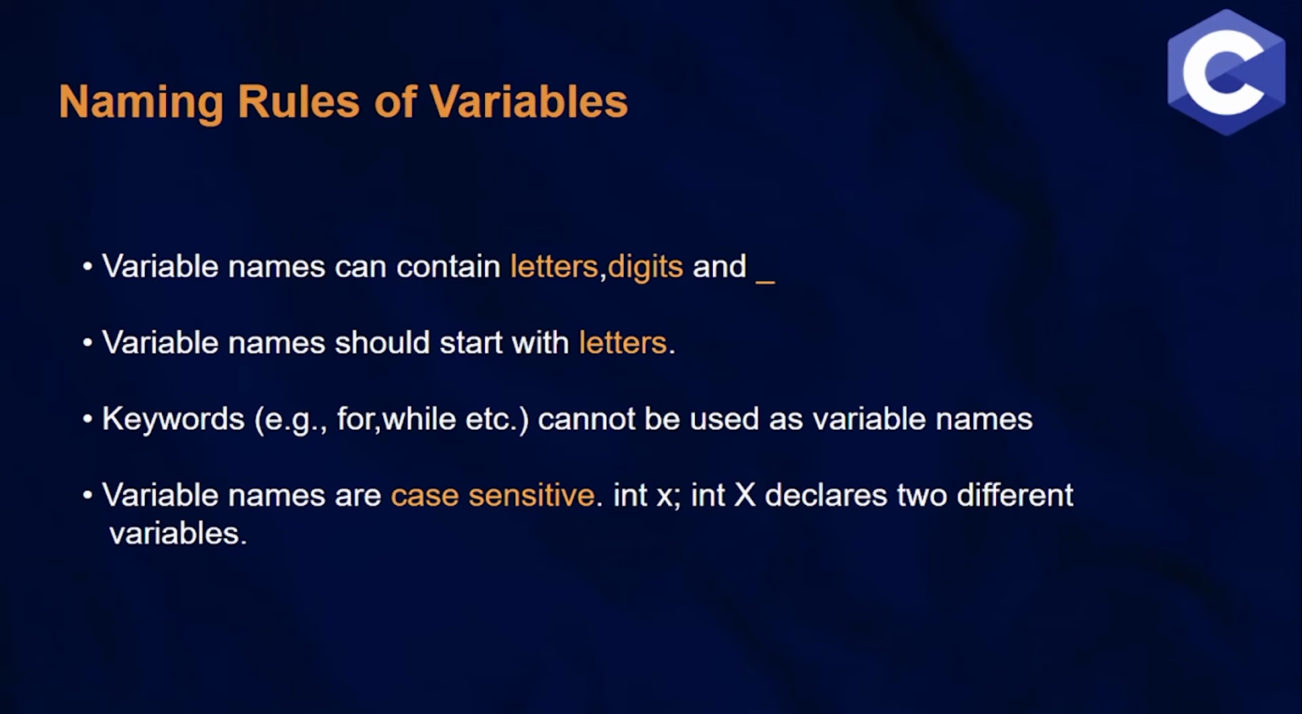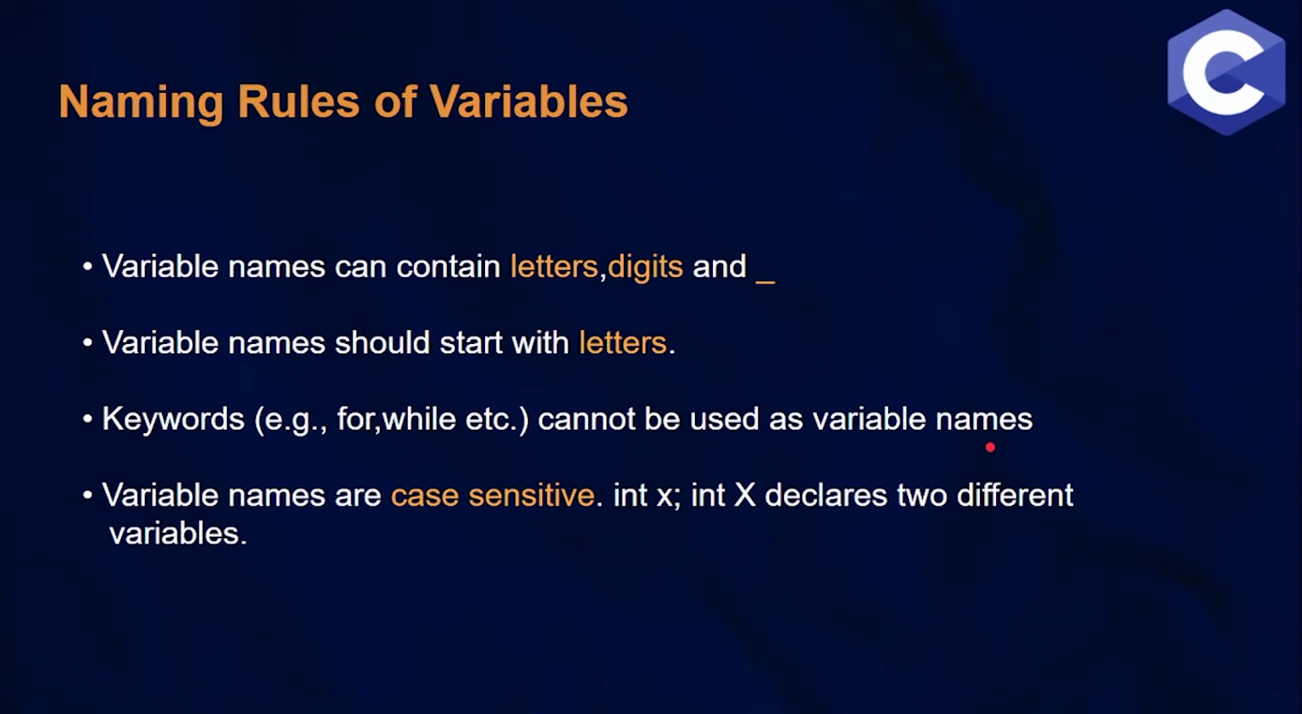And the variable names are case sensitive in C programming. What is case sensitive? For example, int x, here we have lowercase x and here we have uppercase x. So the C compiler will treat these two declarations as two different variables. So while naming your variables, you have to always check that your variable name starts with a letter and it should not start with digits or underscore.